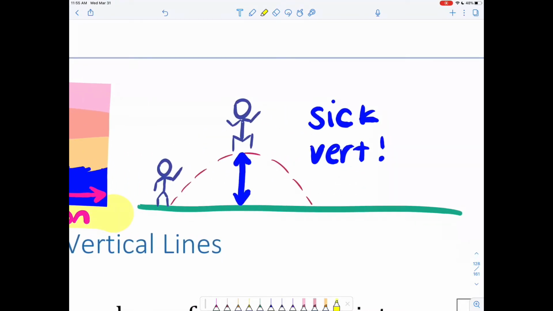That really is a sick vert. Man, they're jumping higher than their total height. Yeah. Could you imagine being 6 feet tall and having like a 6 foot vertical? That truly is a sick vert.